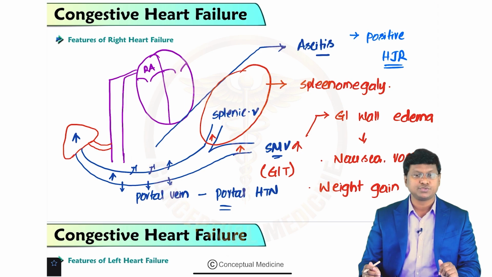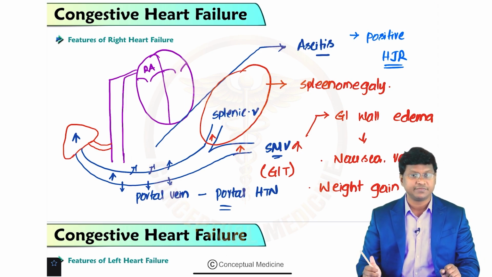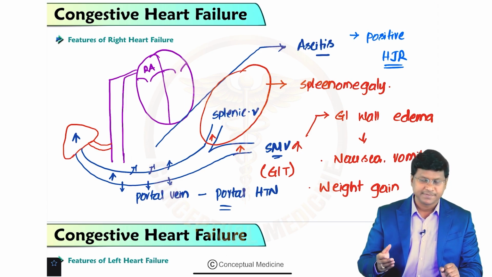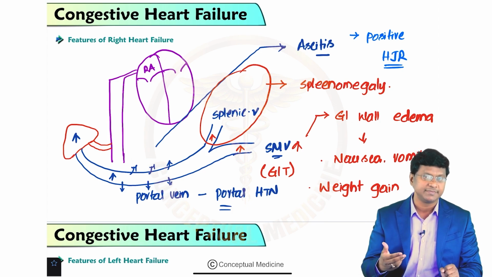Regarding the hepatojugular reflex, I have discussed that in detail when I was discussing the jugular venous pressure or jugular venous pulse. What is that? When you apply pressure over the right hypochondrium, there will be an increase in the JVP, and whenever you remove the pressure, the JVP has to return back to normal.